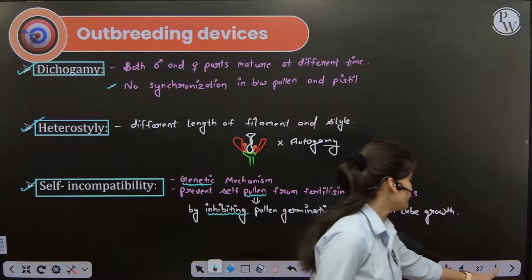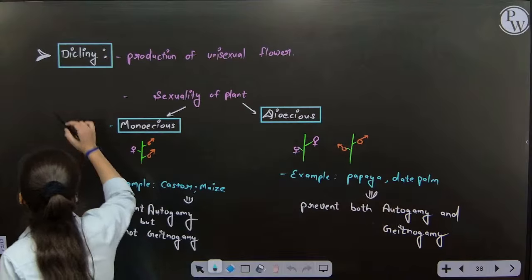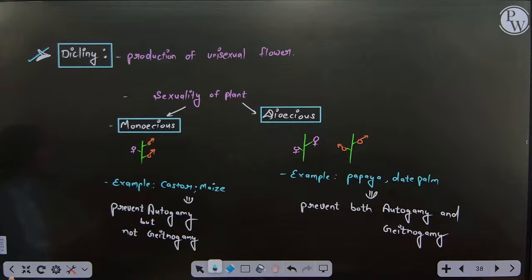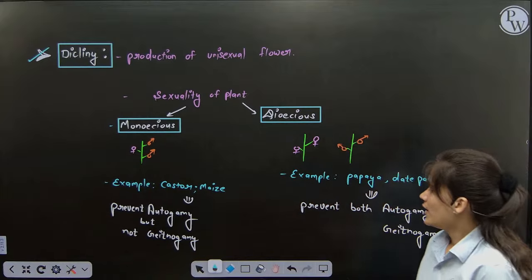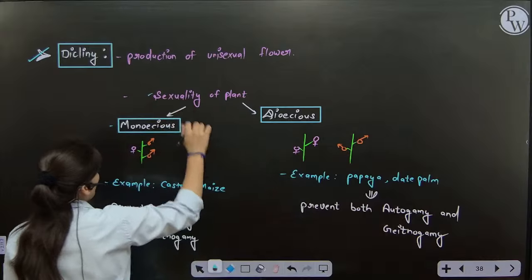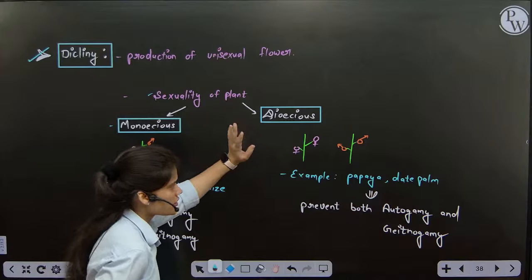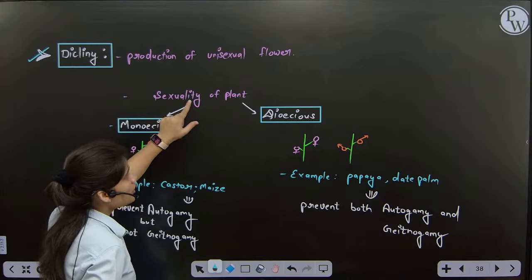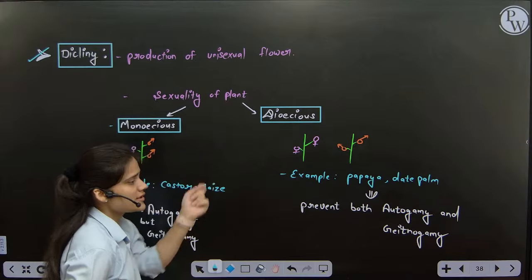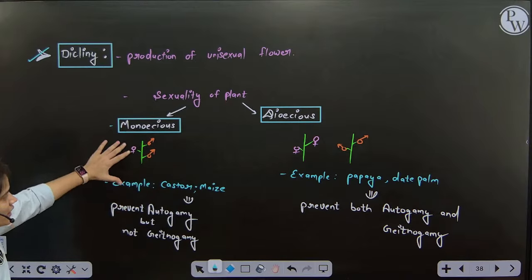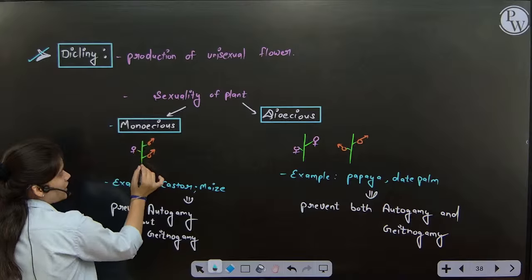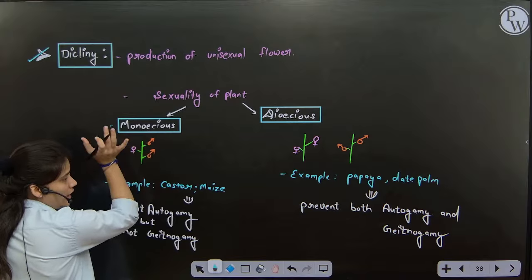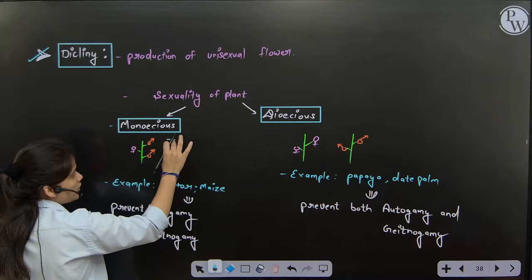Next, dicliny. What is dicliny? Production of unisexual flowers. If only one part is present, then there are also chances that no autogamy takes place. In case of sexuality of plants, a plant can be monoecious or dioecious. What is monoecious? I am talking about the plant, so I use the terms monoecious and dioecious. A monoecious plant has both male and female parts present within the same plant, not flower. Flowers can also be present, but it depends whether unisexual or bisexual.